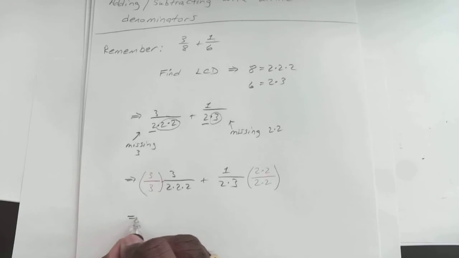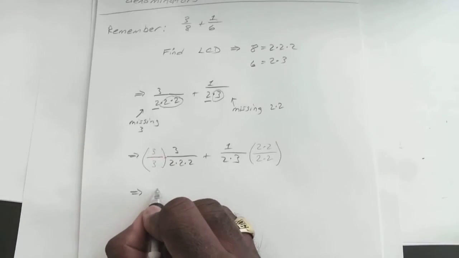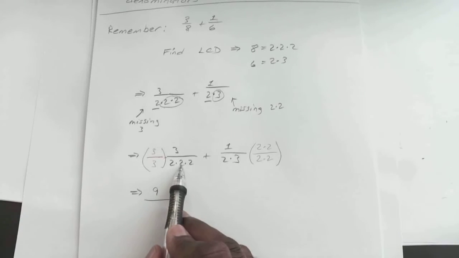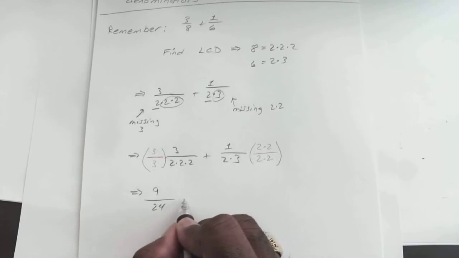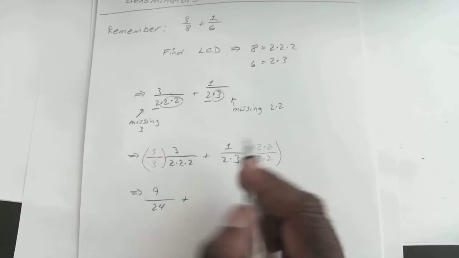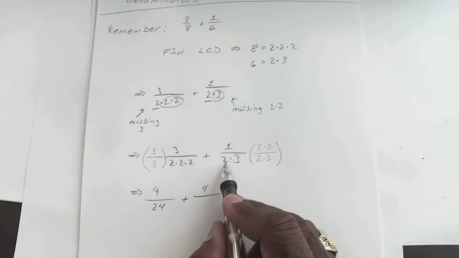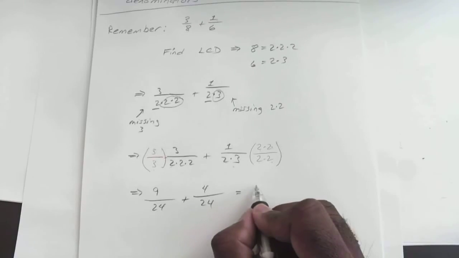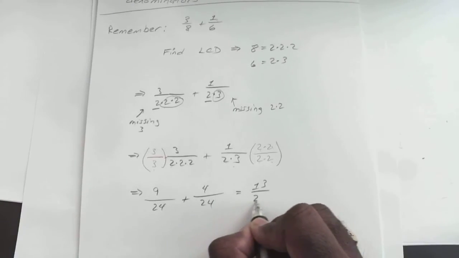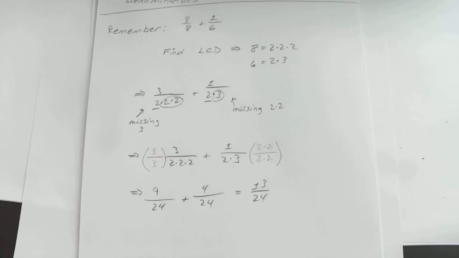Okay, so now the denominators match up. You have 3 times 3, which is 9, over 2 times 2 times 2 is 8, 8 times 3 is 24. Plus 2 times 2 is 4, over 2 times 2 times 2 times 3, we already know that's 24. So we have 13 over 24, since we have our same denominator.